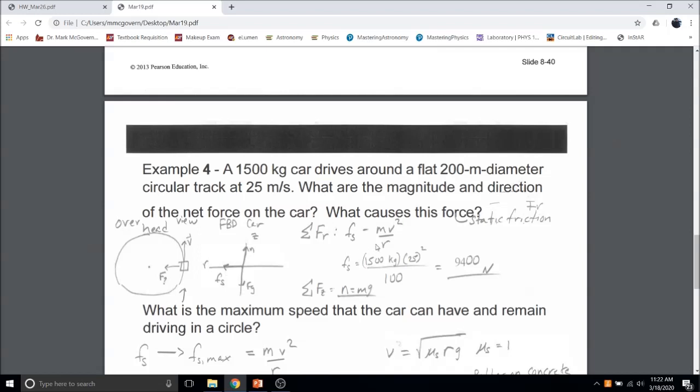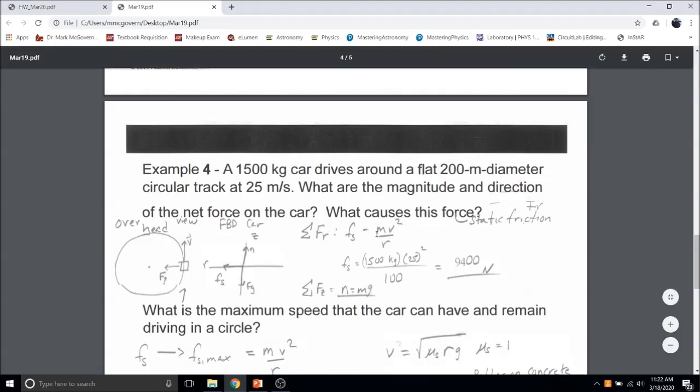So what do I got here? Well, I got a sum of forces in the R and the Z direction. Z direction is not very interesting here. It's just N equals mg. Static friction is to the right. I'm calling that positive, and this is equal to mv squared over r. This doesn't look like an equal sign because it's not, but it should be. So there's an equal sign right here. And then I'm going to solve for the static friction, and I'm going to get 9,400 newtons. All right, so that's how much static friction is needed.